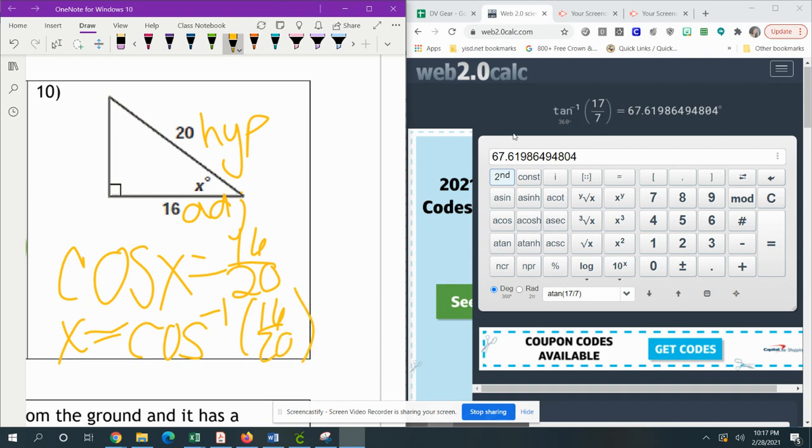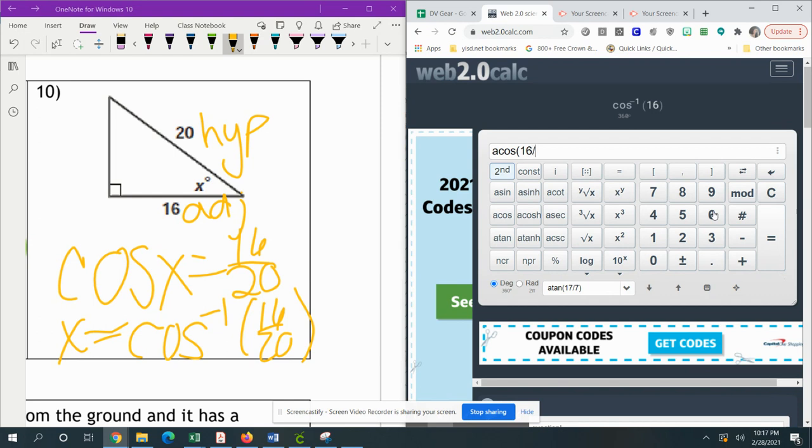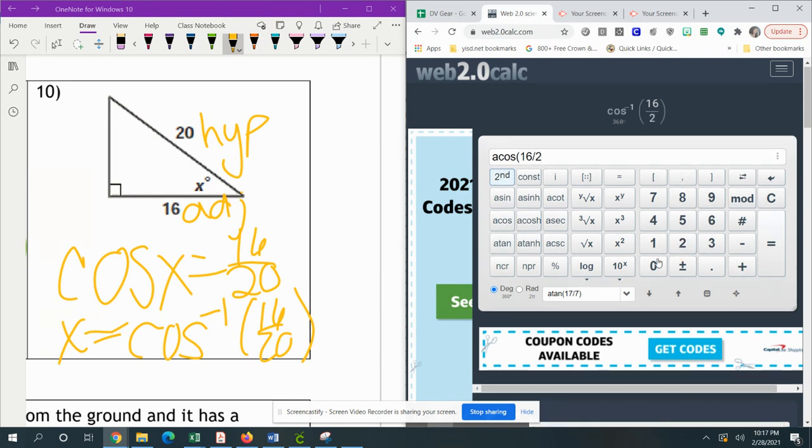And when we put that in our calculator, let me go ahead and clear this. I'm going to do inverse cosine of 16 over 20, and that gives us 36.8, which would round to 37 degrees.